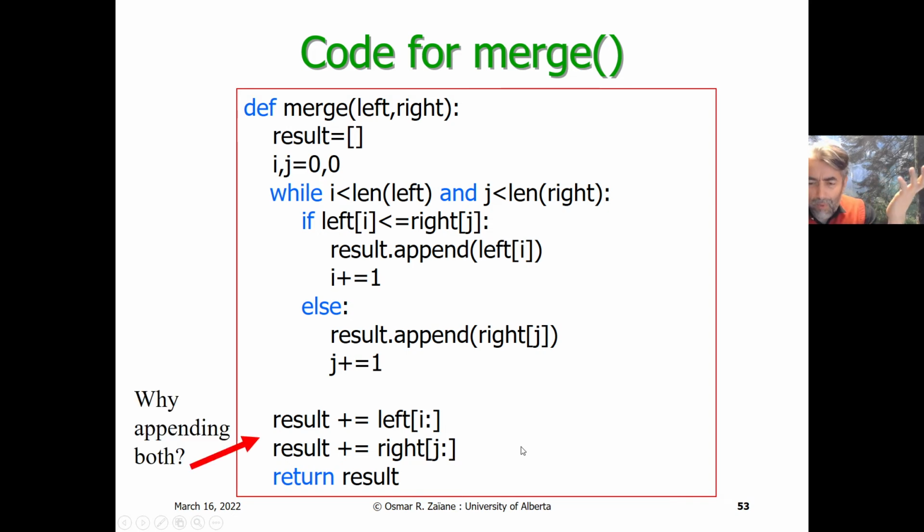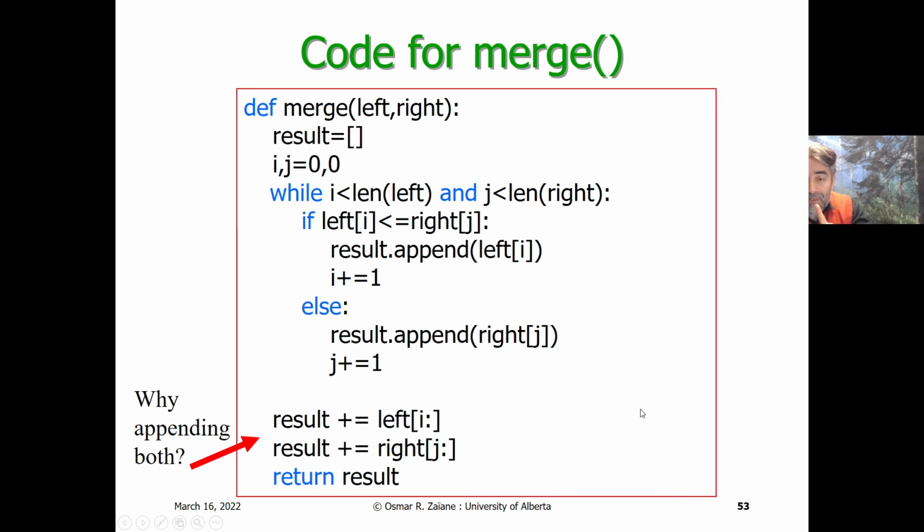Why am I doing them both? We said only one of them will finish. Well, it doesn't really matter in this case. I could have a condition: if i is still smaller than the length of left, then copy the remainder of left, otherwise copy the remainder of right. But without even making a test, we'll do them both. One of them will be empty. It means that instruction will not do anything, because i till the end, well, i is already at the end in case left was finished, and same thing with the right. So only one of these two instructions will have an impact on result, and then I return result.